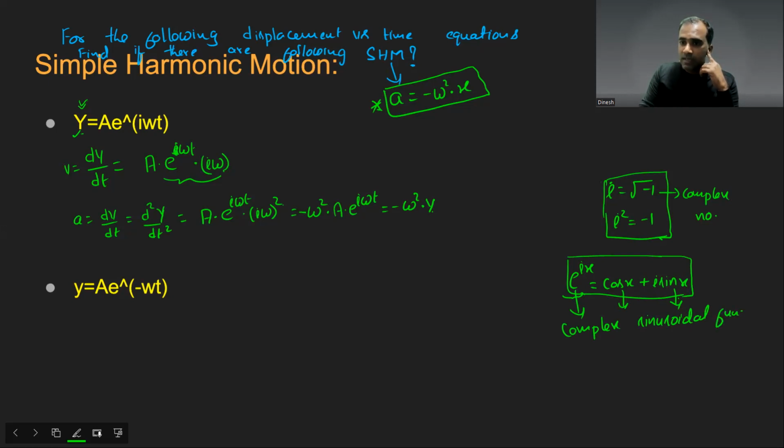Call it a complex sinusoidal function. So this a into e power j omega t, can we write it as a cos omega t plus j times a sin omega t? Can we write it like this? It is sinusoidal. Is the displacement sinusoidal? Yes, no? We'll discuss more about this later also.